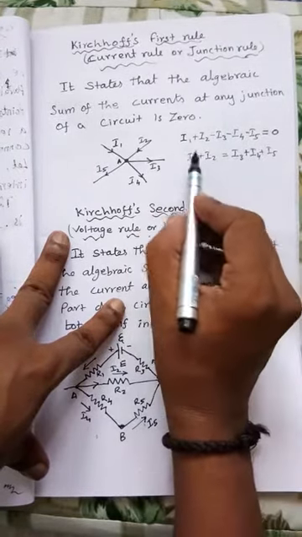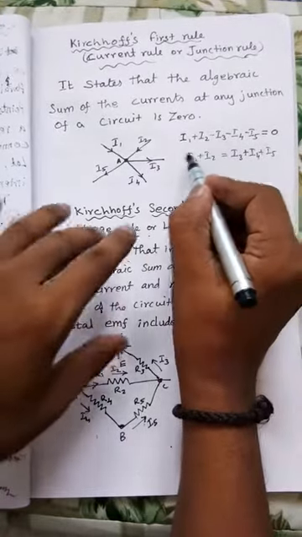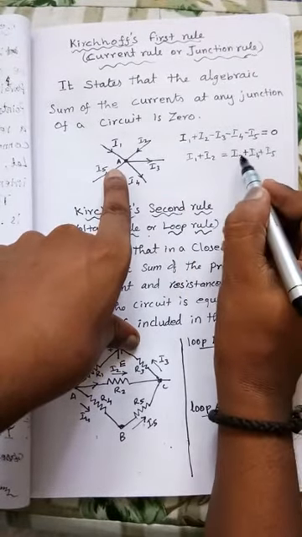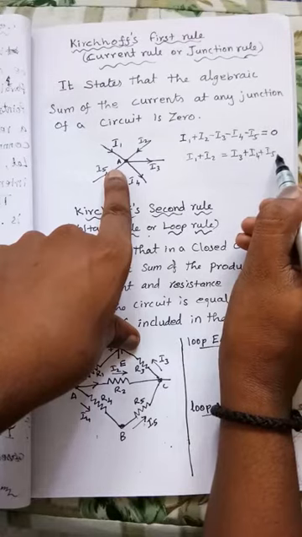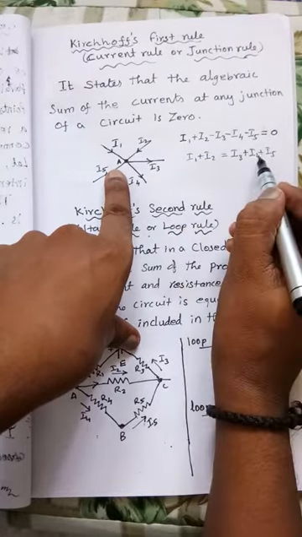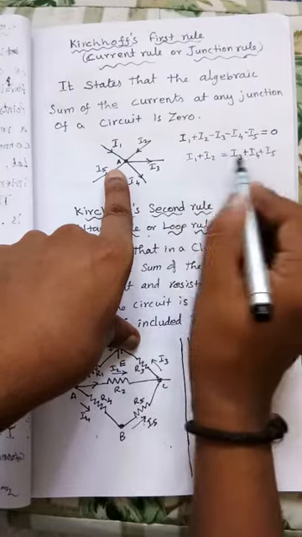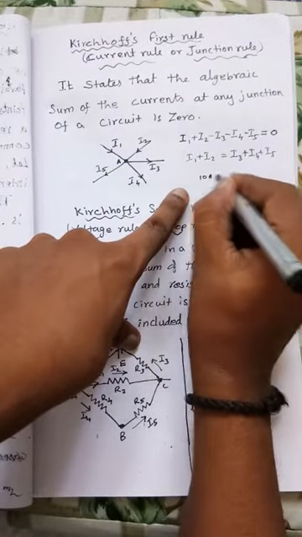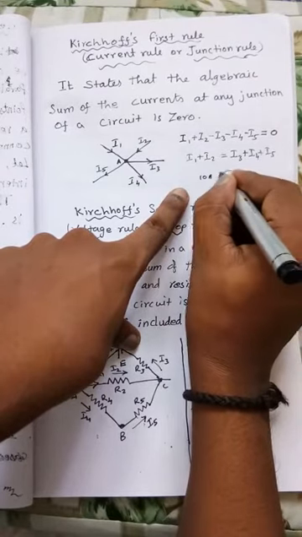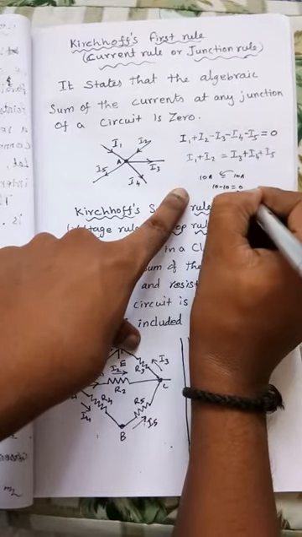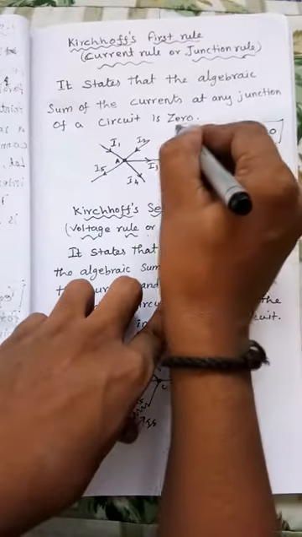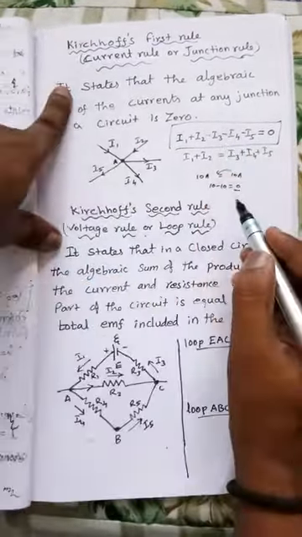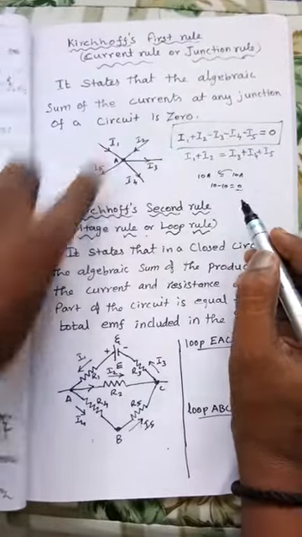According to the rule, the sum of the currents towards the junction is equal to the sum of the currents away from the junction, or leaving. So both currents are the same but opposite. For example, if this is 10 ampere, this is also 10 ampere, which means 10 minus 10 becomes 0. So the sum of the currents at any junction of a circuit is 0. This is the first law, or current rule, or junction rule.